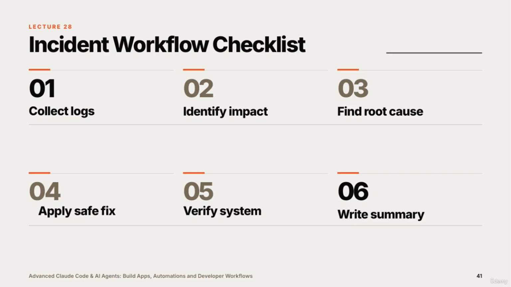After that, we apply a safe fix, something that resolves the issue without introducing new risks. Once the fix is in place, we verify the system to ensure everything is functioning correctly. Finally, we write a summary documenting the incident, our findings, and the steps taken, which is important for future reference and continuous improvement. This structured approach helps maintain control and clarity throughout incident resolution.